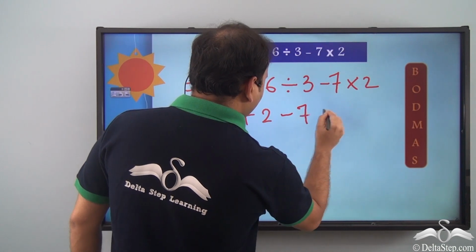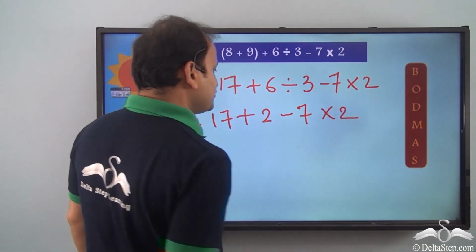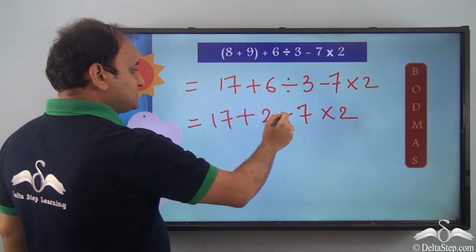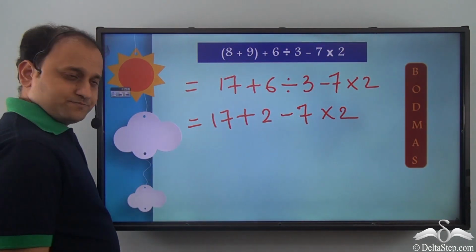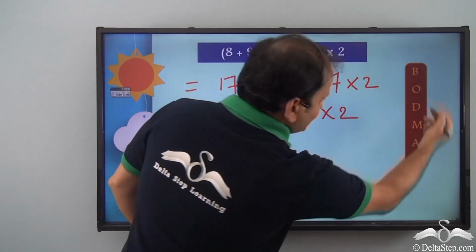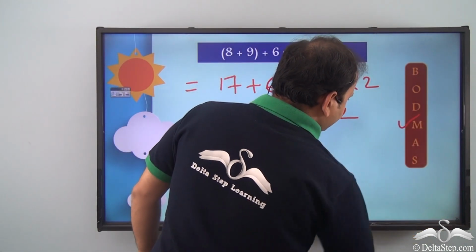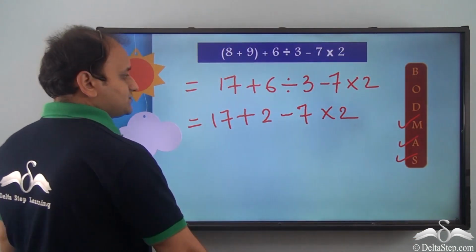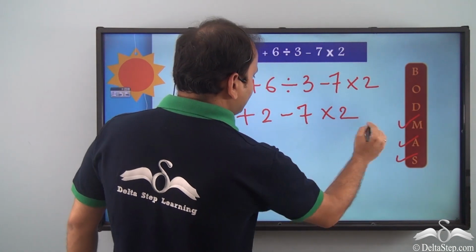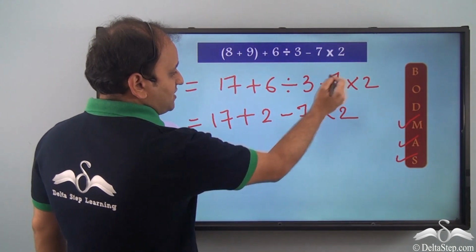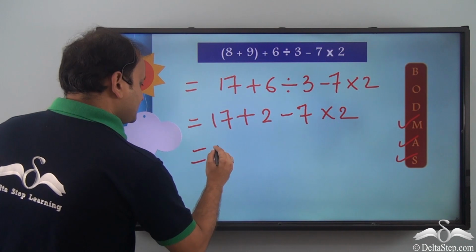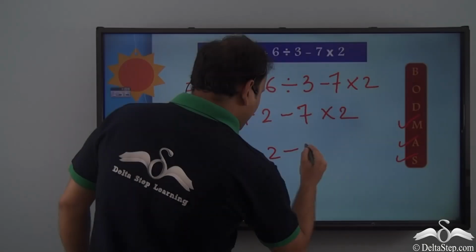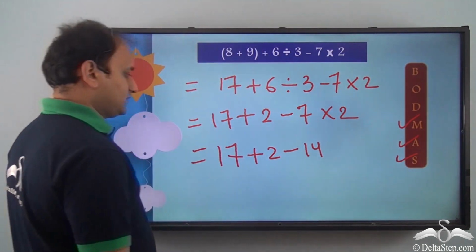Minus 7 into 2. Now we have multiplication, subtraction and addition. So which comes first? According to BODMAS, multiplication comes first, followed by addition and then subtraction. So multiplication, this part will be considered first. So 7 into 2 is 14. So 17 plus 2 minus 14.